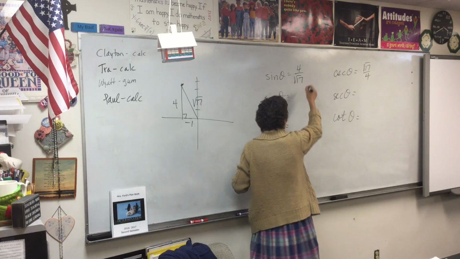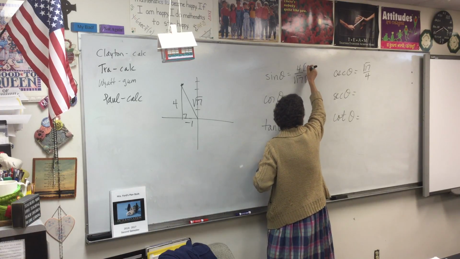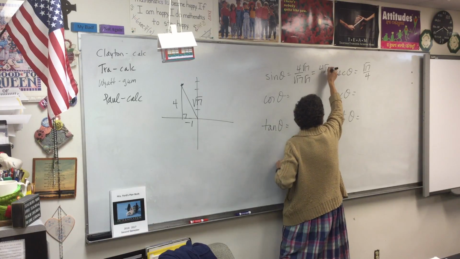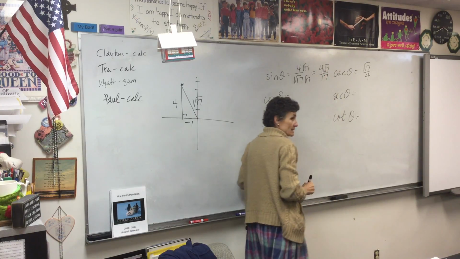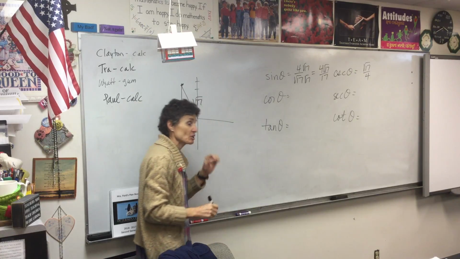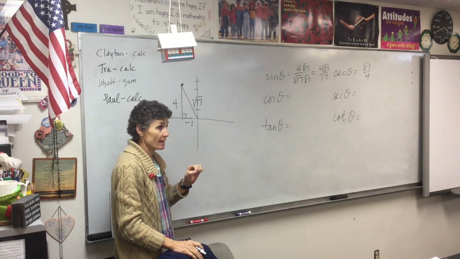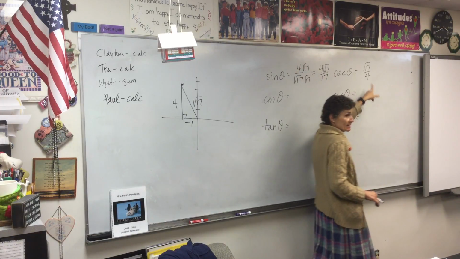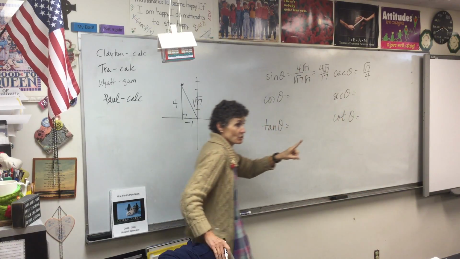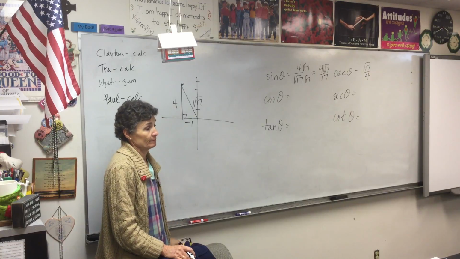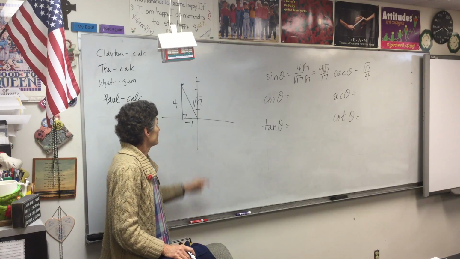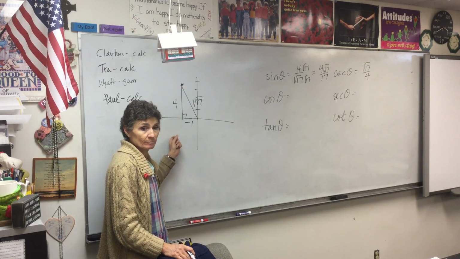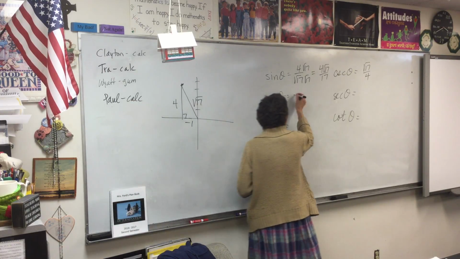We multiply the top and the bottom by root 17, so that we have 4 root 17 over 17. That's the actual answer for the sine. The reciprocal is root 17 over 4. That's the answer to the cosecant. What's the cosine? Negative 1 over root 17.